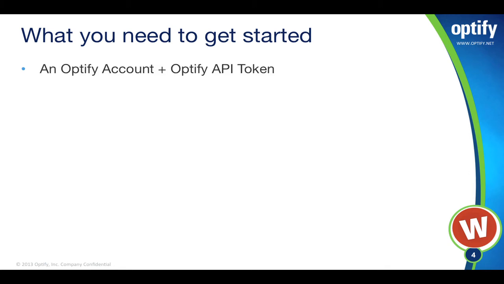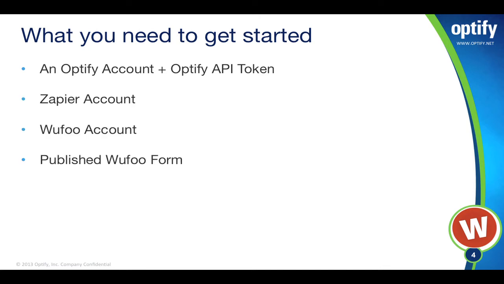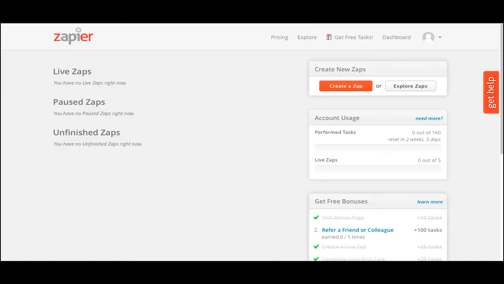The things that you need to get started are an Optify account, plus make sure to have the Optify API token, a Zapier account, a Wufoo account, and a published Wufoo form. Once you're logged into your Zapier account, go ahead and click on the Create a Zap button.